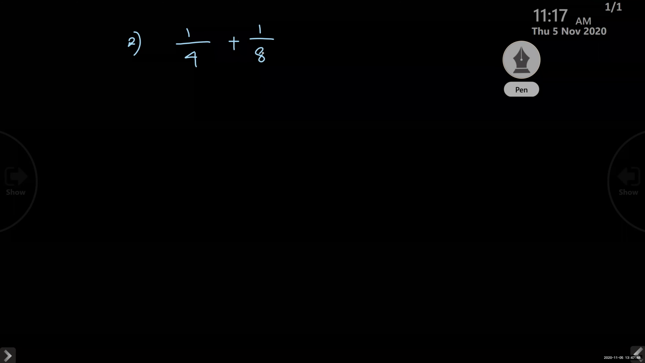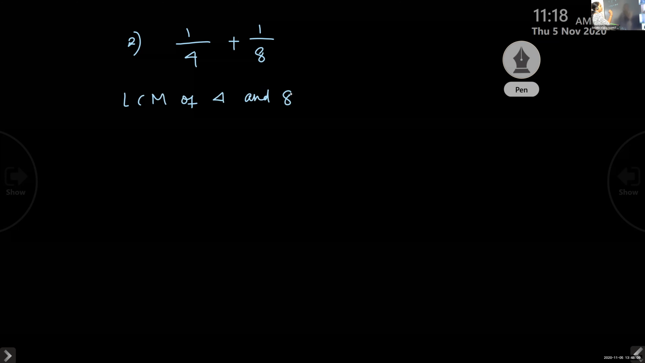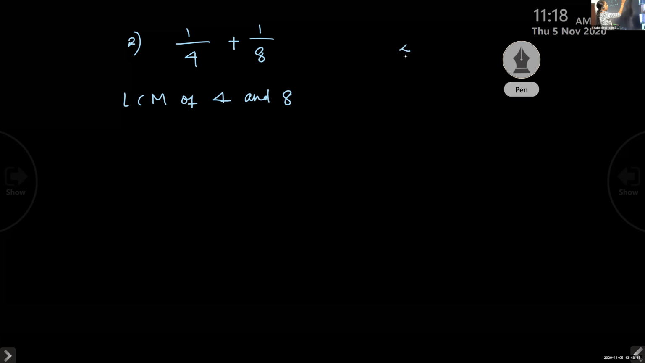By finding LCM. LCM of what? 4 and 8. Okay, very good. So we are going to find the LCM of 4 and 8. Earlier you found so many things, like 4 and 8 are factors, 4 into 2 is 8. Leave all those things now. We'll find LCM of 4 and 8, children.